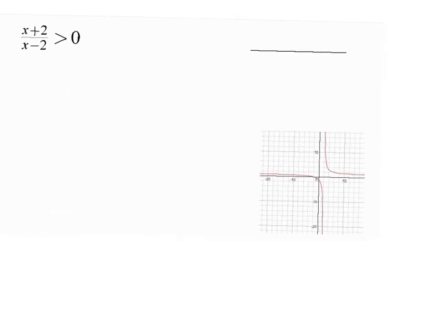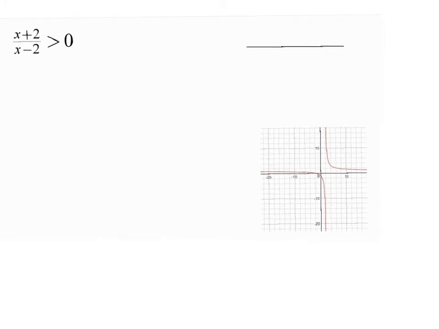All right, so step 1 was to list the critical points, and we practiced that already earlier. So I'm going to list my critical points in numerical order. So in numerical order means -2 comes first, and then it's +2.